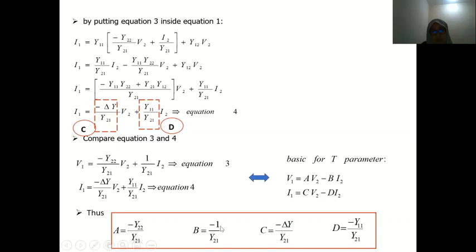Your B is minus 1 over Y21. And your C is minus determinant Y divided by Y21. And your D is minus Y11 divided by Y21. You compare this third and the fourth equation with your basic T parameters, and this is the conclusion for your T parameter in terms of Y parameter.